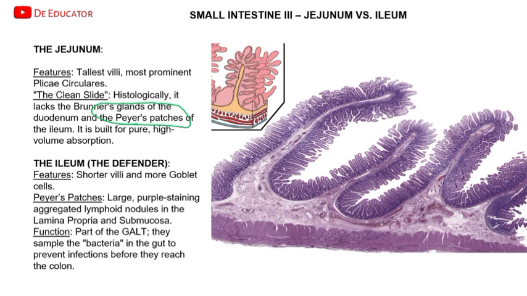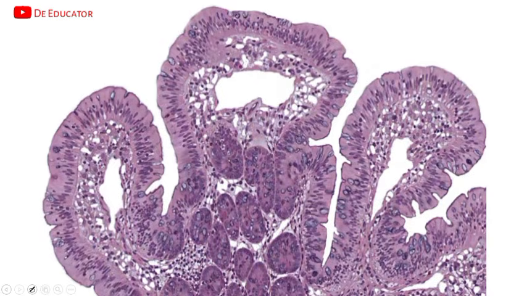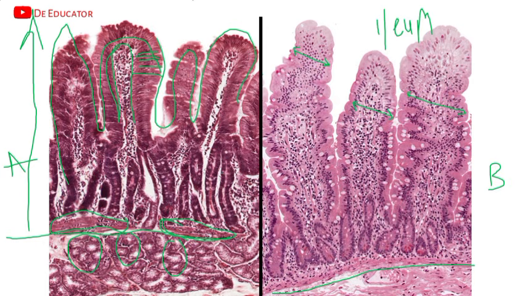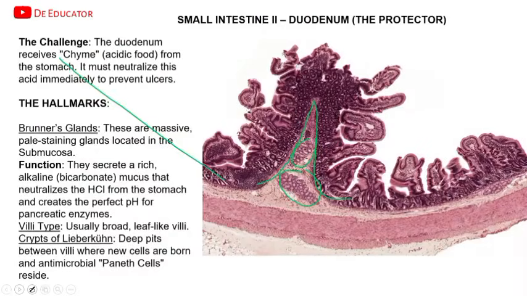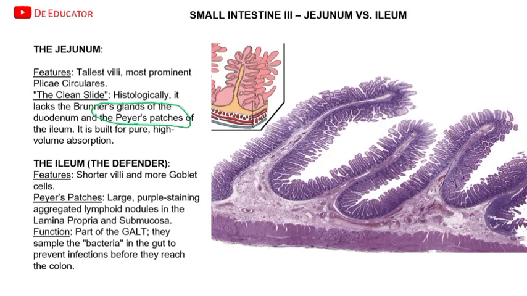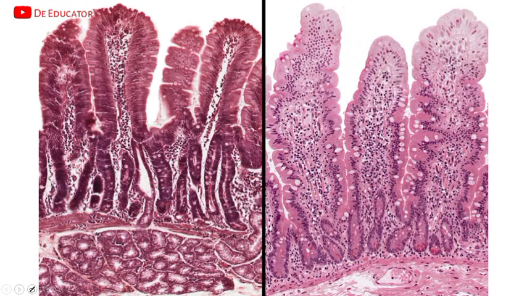Then we have the ileum. The ileum has shorter villi and more goblet cells. So if you see a small intestine that has many goblet cells, what should come to your mind is ileum, because it's the small intestine, not the large intestine. The function of Peyer's patches: they are part of the gut associated lymphoid tissue. Basically what they do is to prevent infection before it reaches the colon, which is the large intestine. Before it reaches the large intestine, Peyer's patches act there.